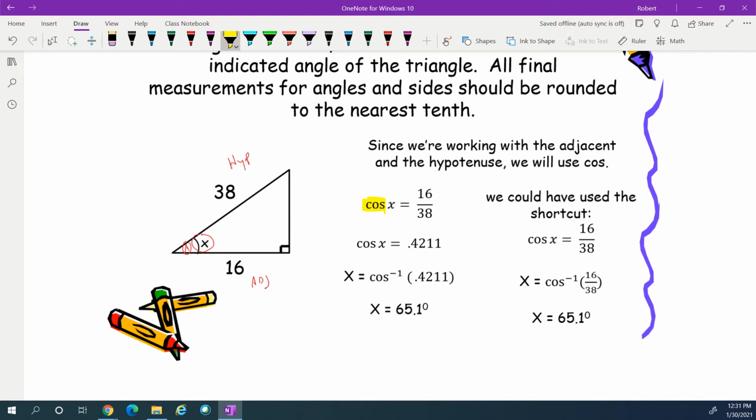We're going to fill in the things that we have. Our variable and the two sides that we know. If you knew all three sides, you could use any two of them. Here we know the adjacent and the hypotenuse, so that forces us to use cosine. So fill everything in. Now, all I did was, in my calculator, 16 divided by 38. 16 divided by 38 gave me that decimal.